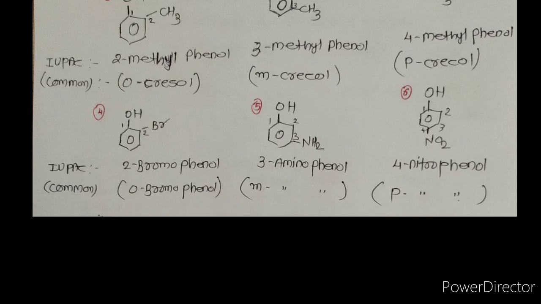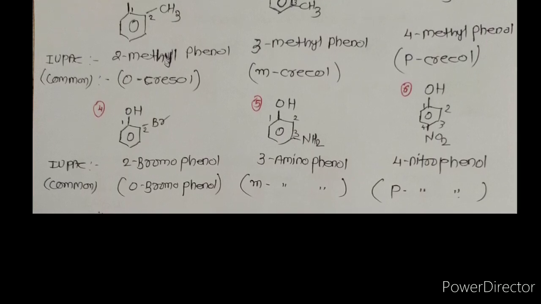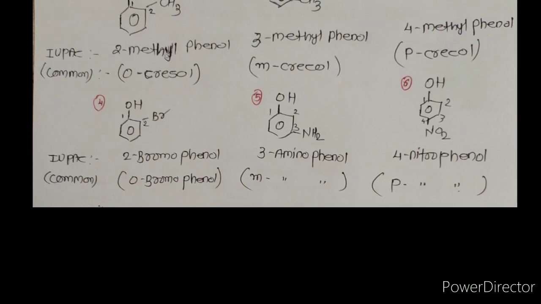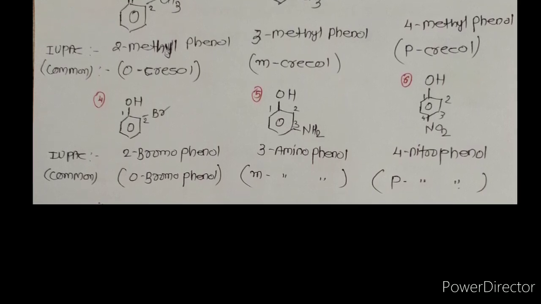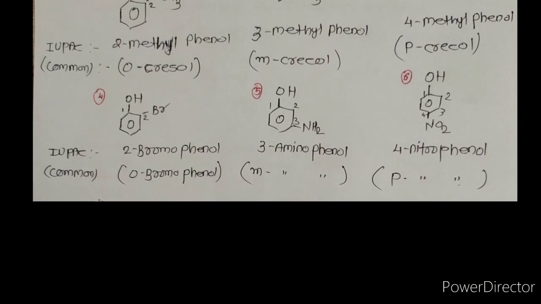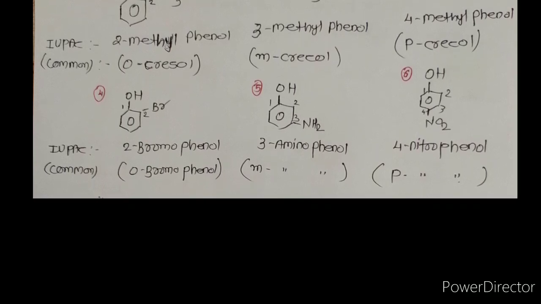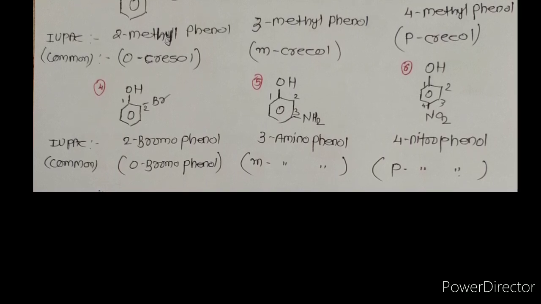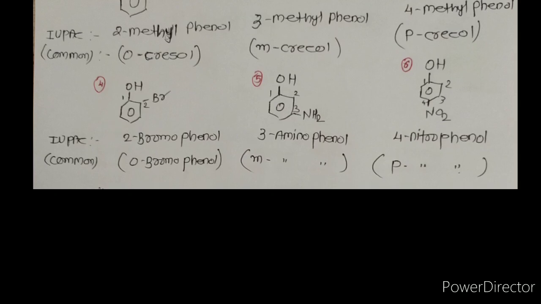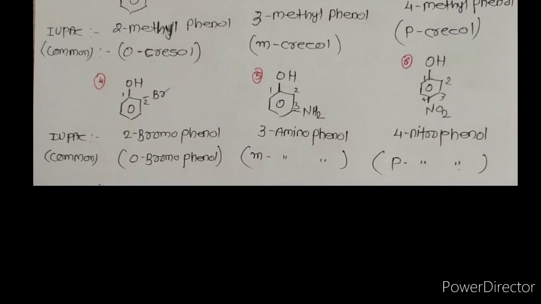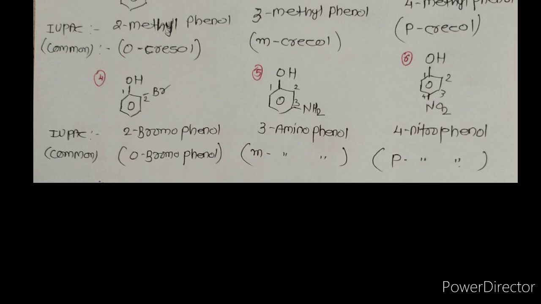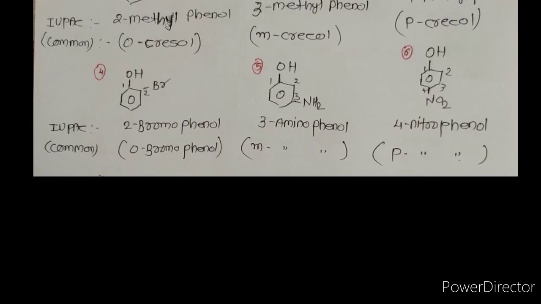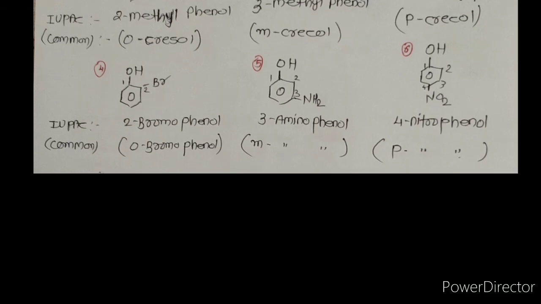Last compound: a benzene ring in which OH is present on the first carbon and NO2 is present on the fourth carbon. Its IUPAC name is 4-nitrophenol, and its common name is para-nitrophenol. Here the NO2 group is present on the para position, hence it becomes para-nitrophenol. The priority of NO2 is lower than OH, so OH gets the lower number.